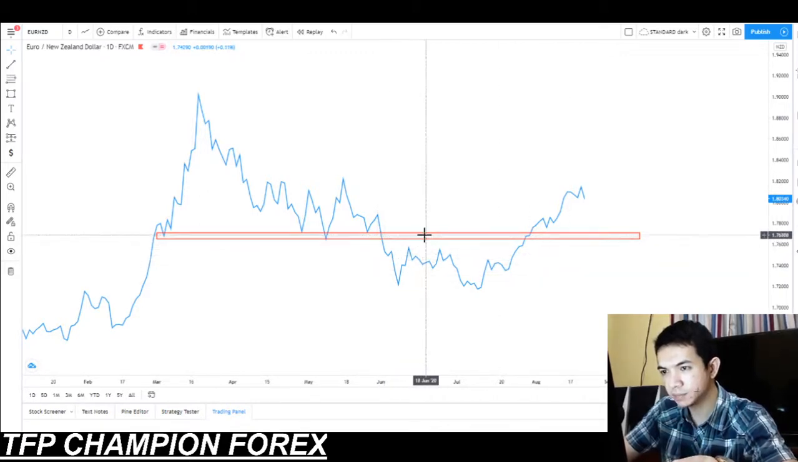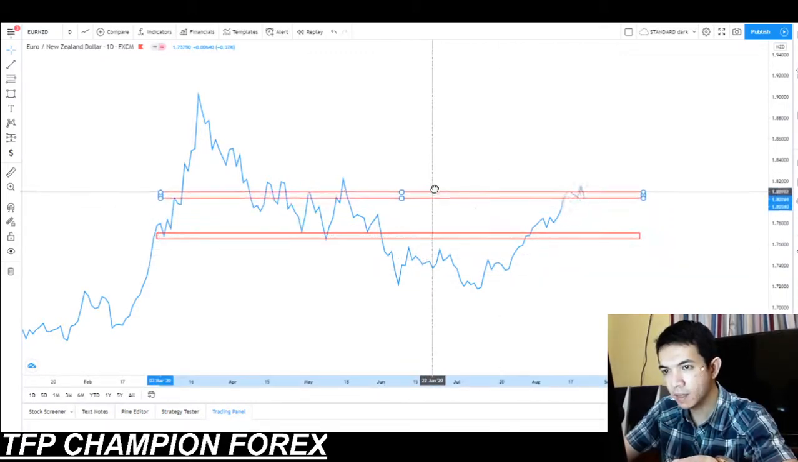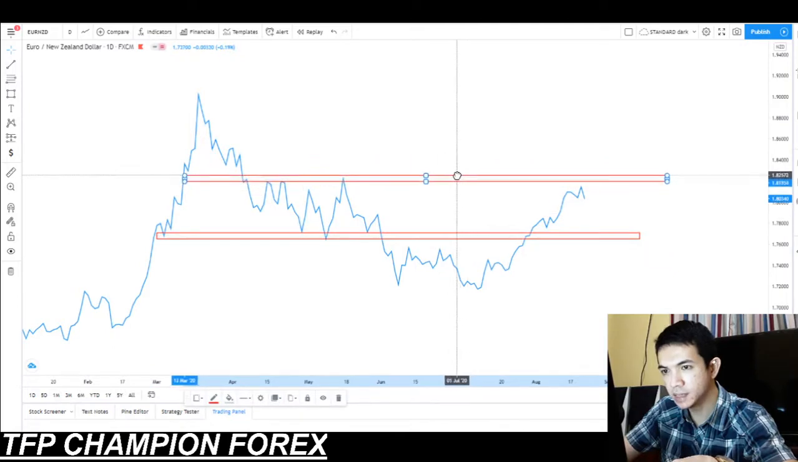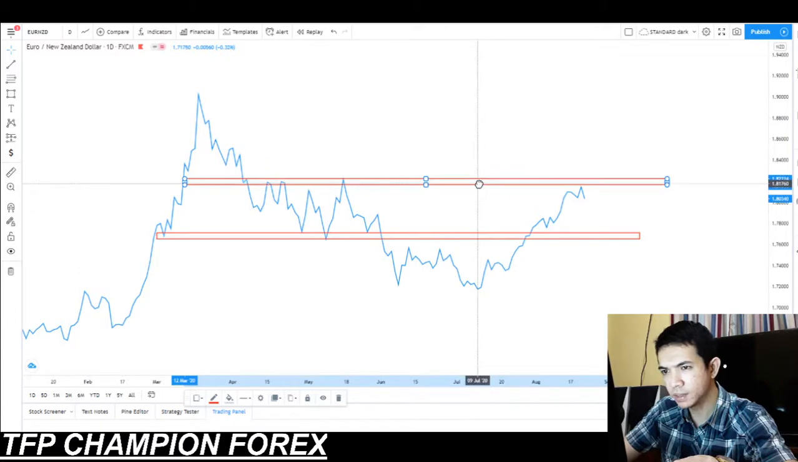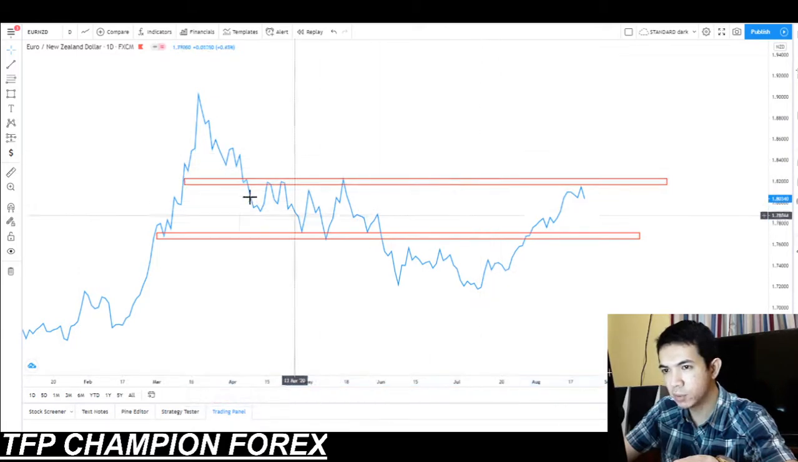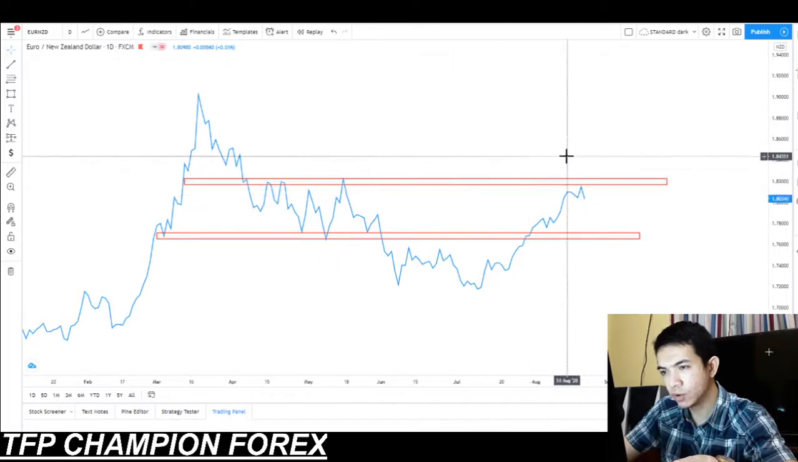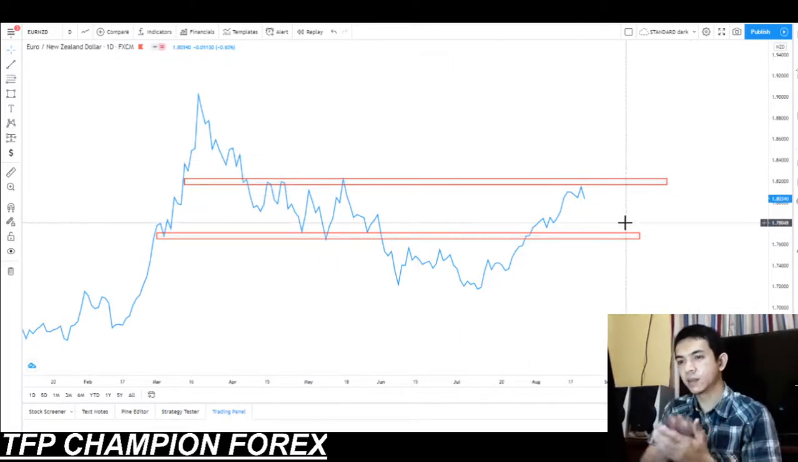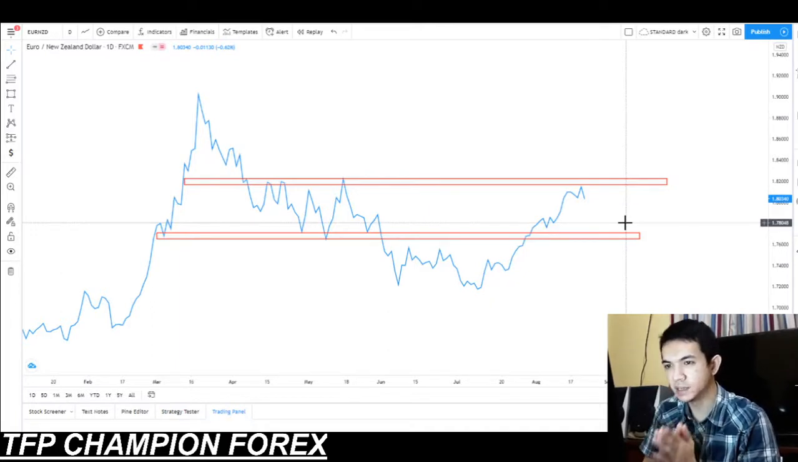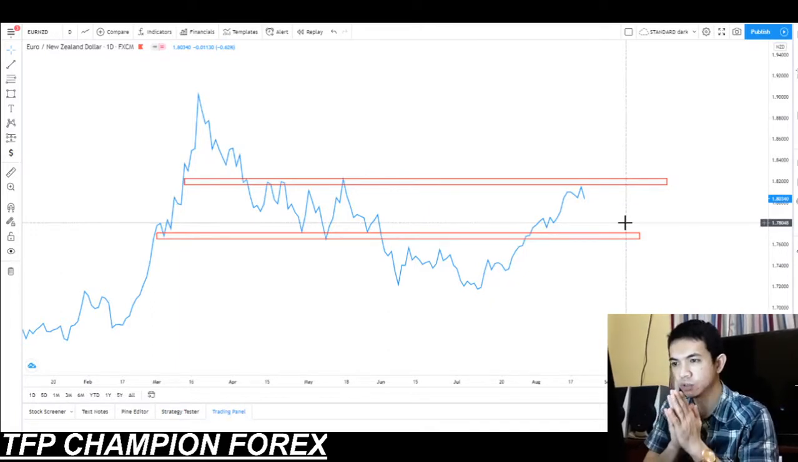What else? I also have here a key significant level or zone. Alright? Why is that? Because the price reacted here 1, 2, 3, 4. So that alone already indicated that these are my key significant level or zone.